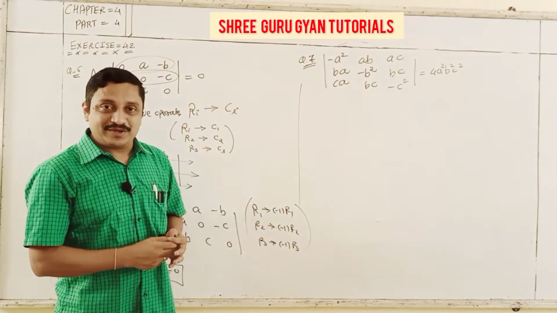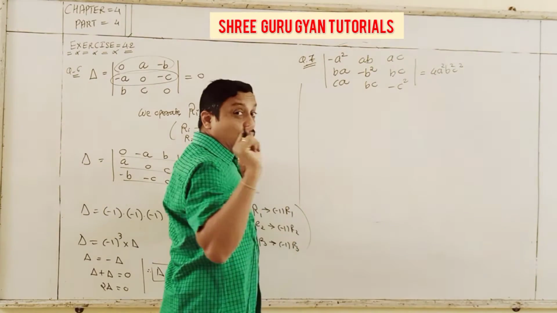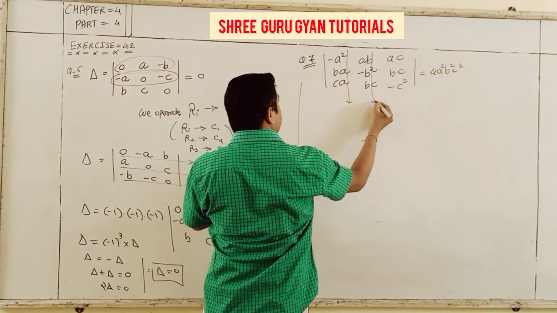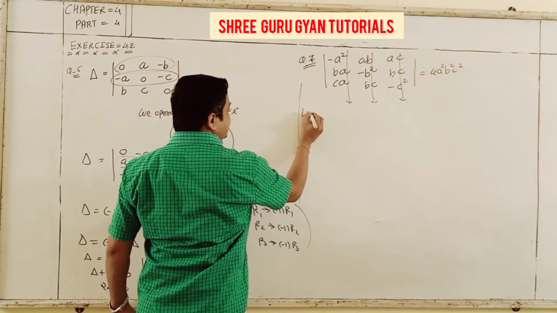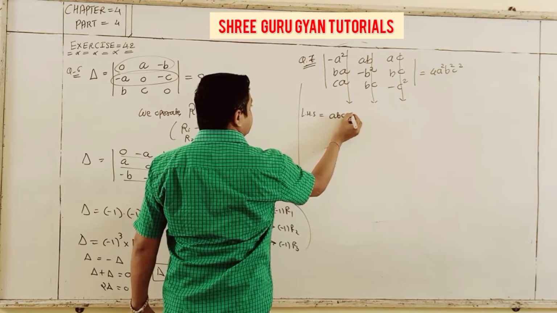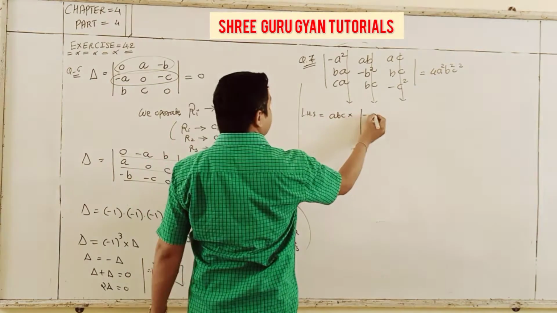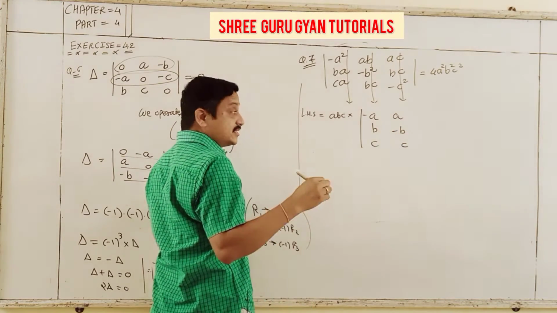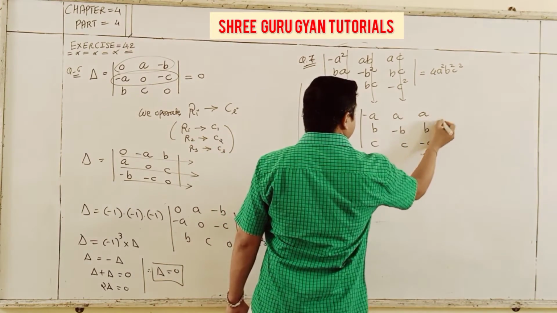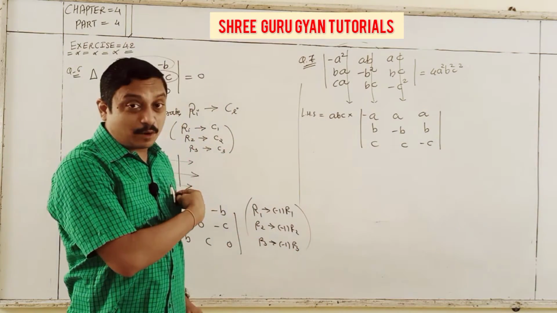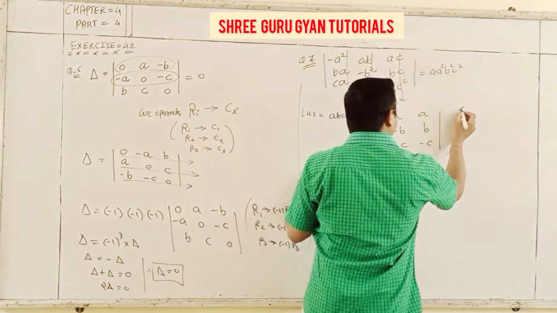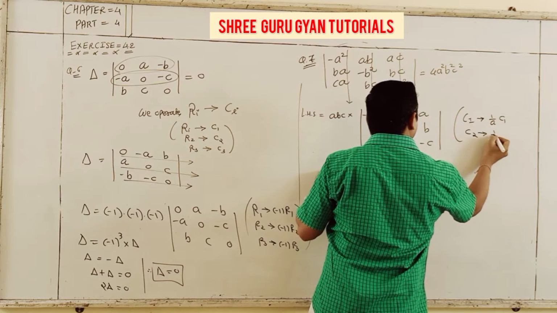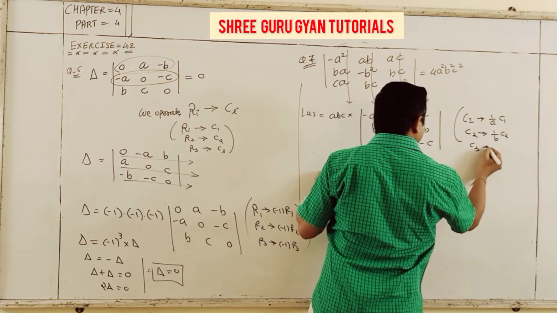So students, in the seventh one, we will take common here, column wise or row wise. See, this first column has common A, B, C in your LHS. A, B, C common. Remaining are minus A, here B, C. B common, then A, minus B, C, and C common, then A, B, minus C. Just write down property wise: first column common taking, so C1 by A, C2 common by B, and C3 by C.